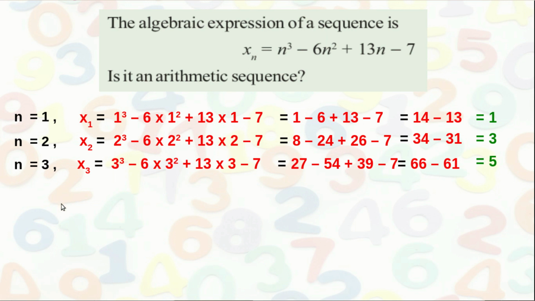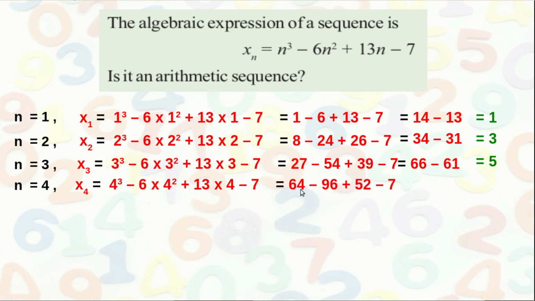Now to get the fourth term, substitute n equal to 4 in the expression. That is x4 equal to 4 cube minus 6 into 4 square plus 13 into 4 minus 7 gives 64 minus 96 plus 52 minus 7. That is equal to 116 minus 103. That is equal to 13. 13 is the fourth term. Now you can write the sequence 1, 3, 5, 13, etc.